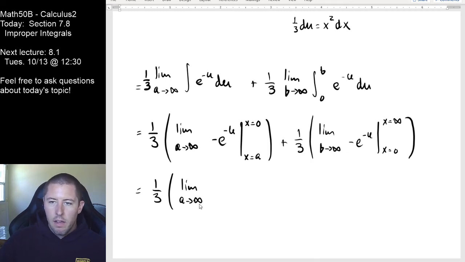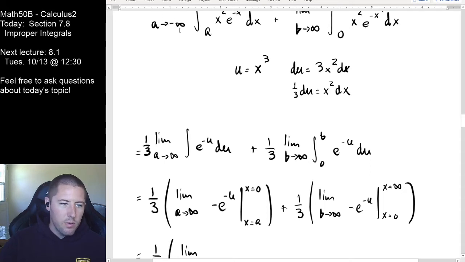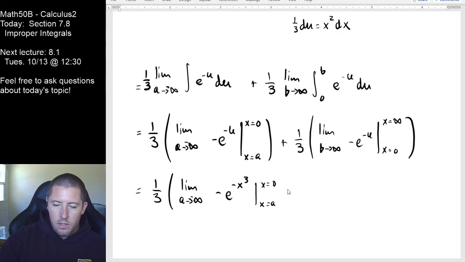Wait a minute. Haven't I dropped my... I have. Okay. So this is why I need to not be dumb here. A is going to negative infinity. I dropped my negative on my A's here. A is going to negative infinity. Negative infinity. And here this should be negative e to the negative x cubed, evaluated from x equals a to x equals 0.